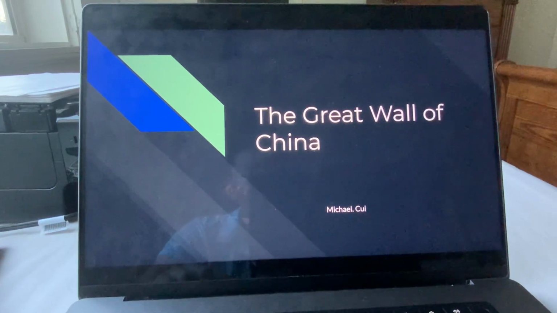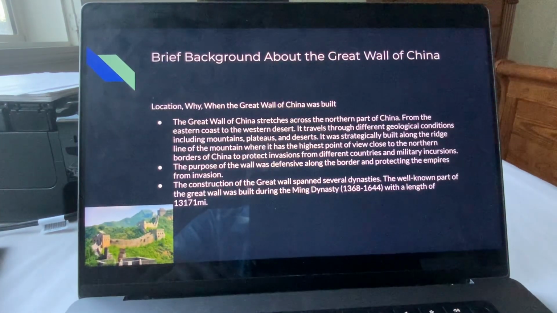Okay, so this is the Great Wall of China. The Great Wall of China stretches across the north part of China, from the eastern coast to the western desert, and the main purpose of the wall was defensive along the border and protecting the emperors from invasion.